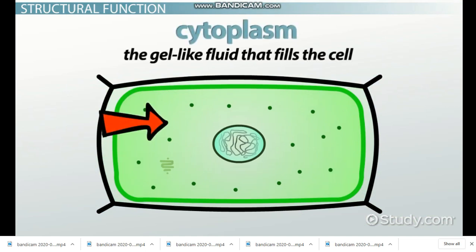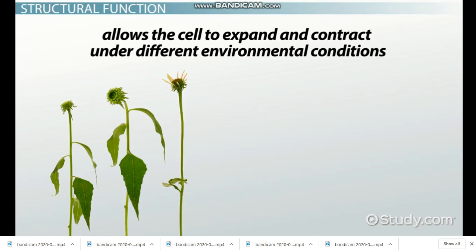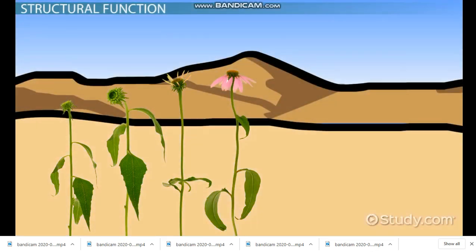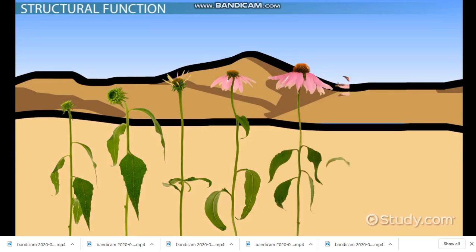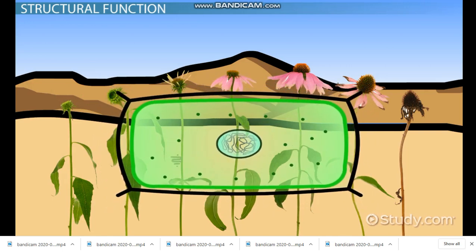Cytoplasm is the gel-like fluid that fills the cell. In addition, the plant cell membrane is somewhat flexible. This is important because it allows the cell to expand and contract under different environmental conditions. For example, under low water conditions, plants wilt but still survive. This is because the cell membrane can flex inward and essentially shrivel up to some extent. This characteristic allows the plant cell to survive in less than optimal environmental situations.